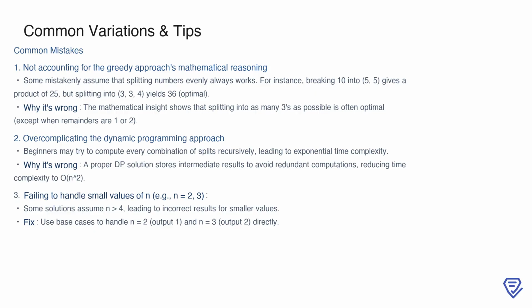Finally, there's the issue of failing to handle small values of n, like 2 or 3. These cases need special handling because the general strategy doesn't apply. For example, n equals 2 should directly return 1, and n equals 3 should return 2. Base cases ensure these small inputs are handled correctly and prevent errors in the final solution.